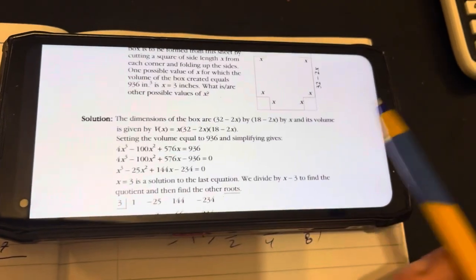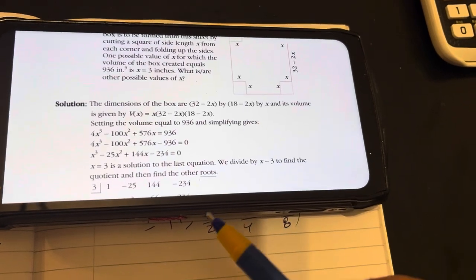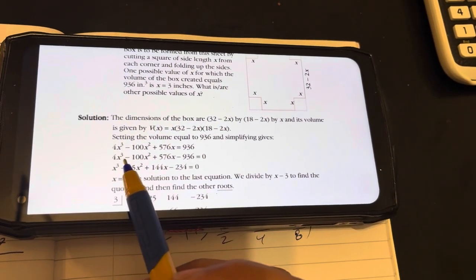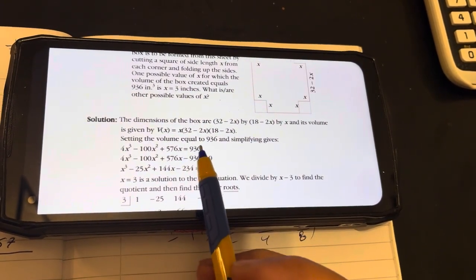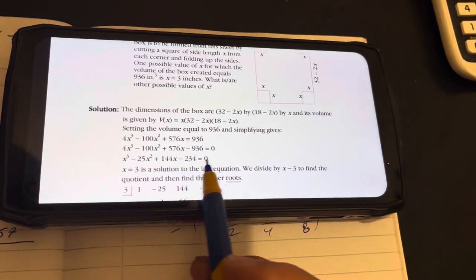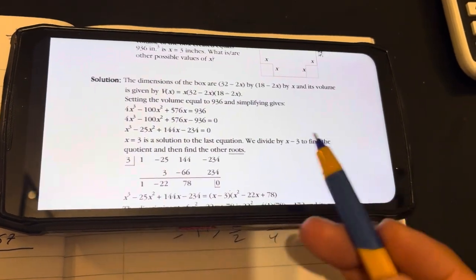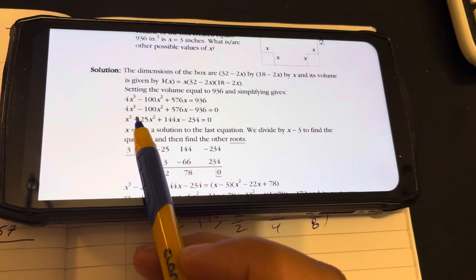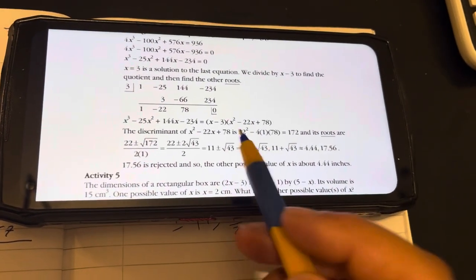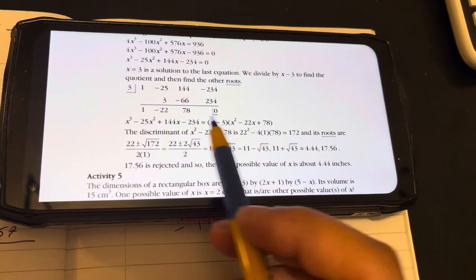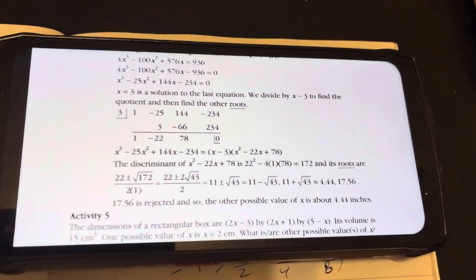So here you have the length, which is 32 minus 2x, and you have the width 18 minus 2x, and you have the height, which is x. You multiply all the three together, you get this cubic equation. It's equal to 936. He wants the volume to be 936. So taking this to that side, you have your polynomial equation. He already told you that x is equal to 3 is one solution, so you need to get the other two solutions by dividing this over this. So you will divide by 3, and you will get the remainder 0, because 3 is one of the solutions. So you get x squared minus 22x plus 78.